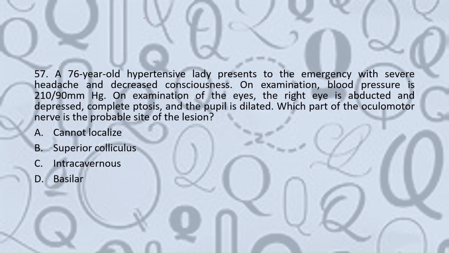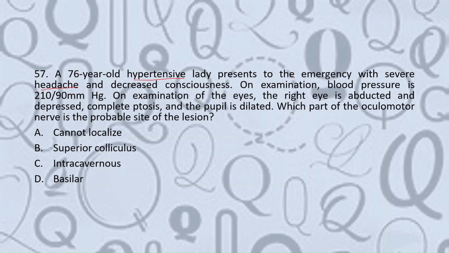Okay, let's take a question at this juncture. A 76-year-old hypertensive lady presents to the emergency with severe headache. Okay, we have two clues already: hypertensive, old lady, severe headache and decreased consciousness. So we are probably dealing with something known as a subarachnoid hemorrhage, probably.